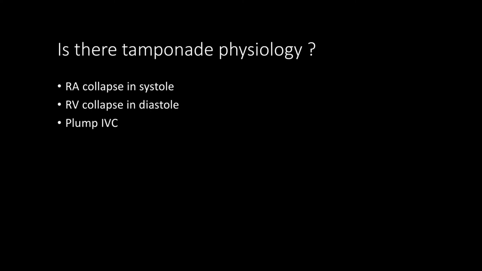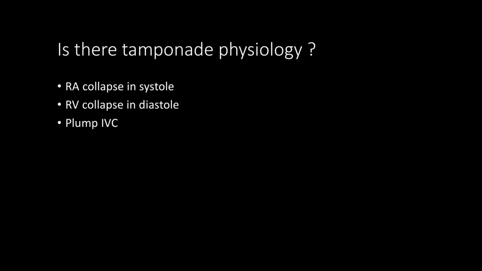In the same way, the right ventricle fills in diastole. So if the pressure in the pericardium impairs the right ventricular filling, that also points towards tamponade. Another finding you can see is a plump IVC, because blood return to the right atrium is impaired. So it makes sense to see a large IVC that does not collapse with inspiration, in a spontaneously breathing patient, of course. There's another finding, which is Doppler pulsus paradoxus, but I'm actually not going to go into it in this video.